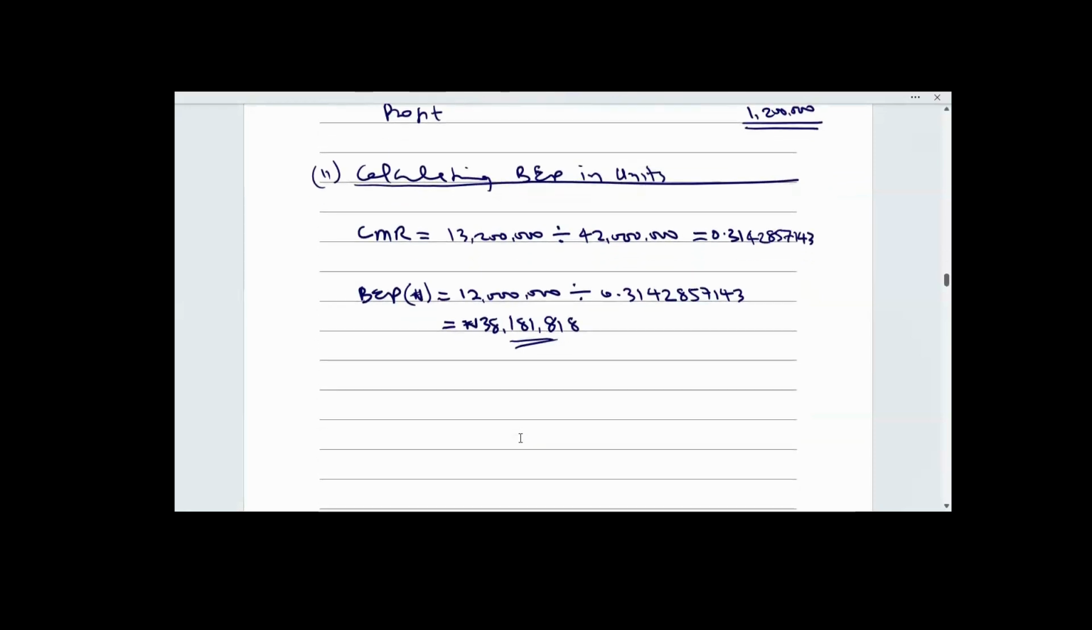The third step is to calculate the sales mix. Sales mix for common, then for executive.